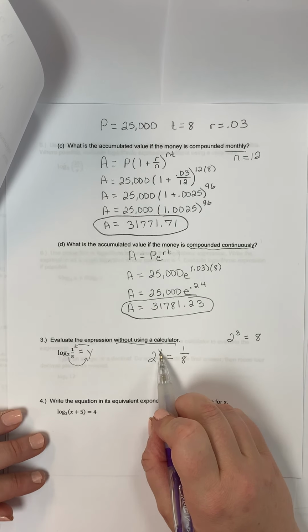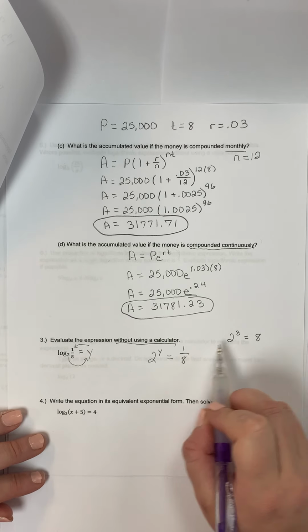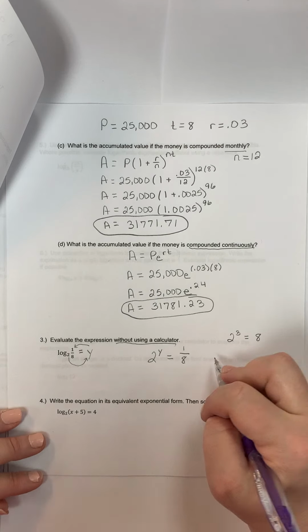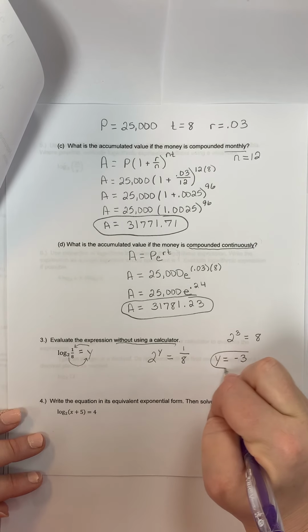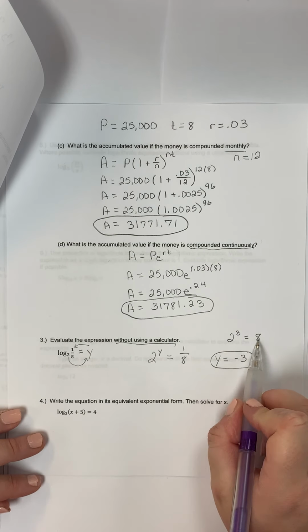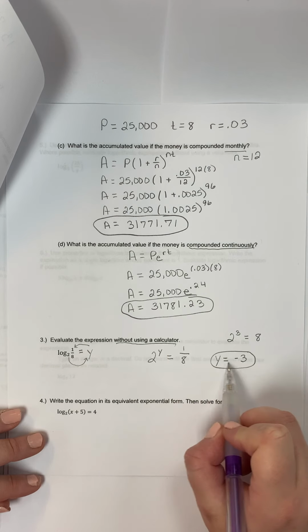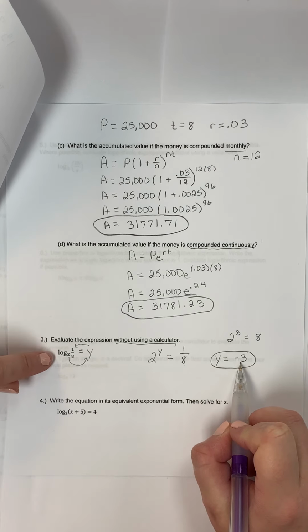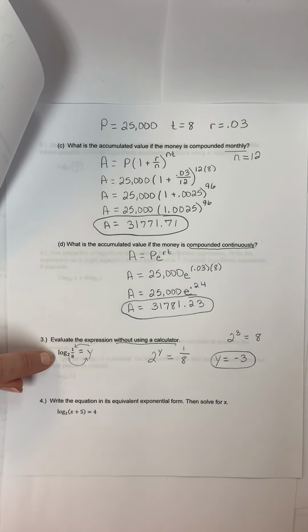So what exponent is going to give me 1/8 instead of 8? A negative exponent would do that. Y is actually a -3. That is your answer, because a positive 3 would put the 8 in the top. A -3 would put the 8 in the bottom. So there you go.